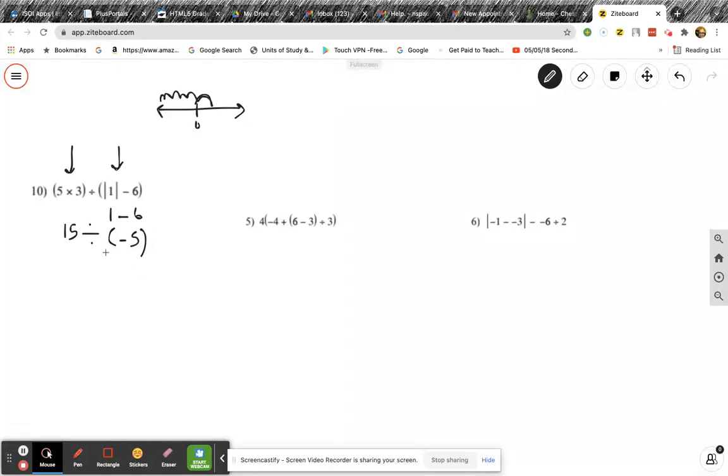Now, 15 divided by negative 5, I do basically 15 divided by 5, which is 3. And then I apply the rules of multiplication and division, where I have a positive divided by a negative, and it's always negative.